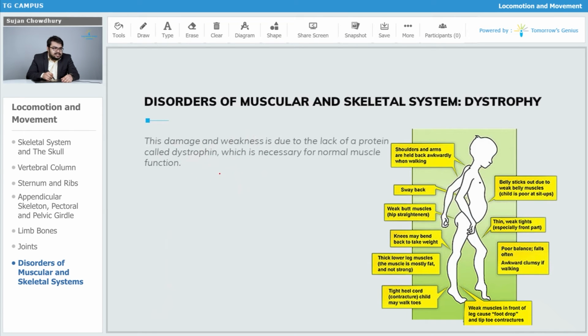The damage and weakness is due to lack of a protein called dystrophin, which is necessary for normal muscle function. In normal individuals, we have the protein dystrophin. When it is present in reduced amount, muscular dystrophy is observed. And yes, these are the characteristic symptoms. The symptoms include serious change in body posture and weakening. The absence of dystrophin can cause problems with walking, swallowing, and muscle contraction. So the tasks which we perform by contraction of our muscles can be highly impaired by muscular dystrophy.